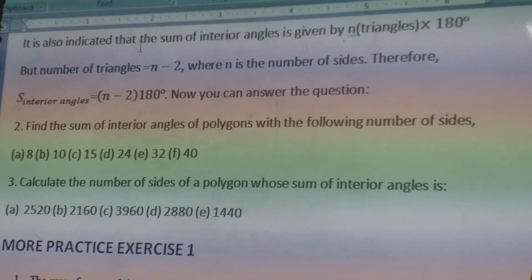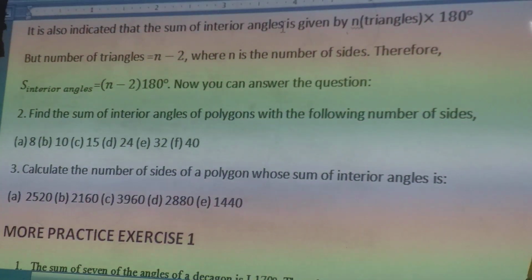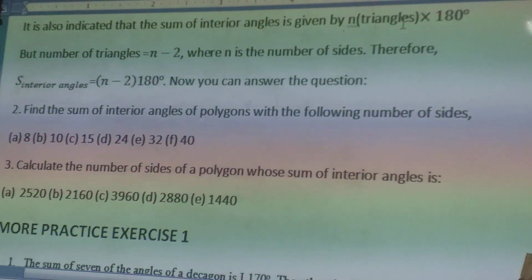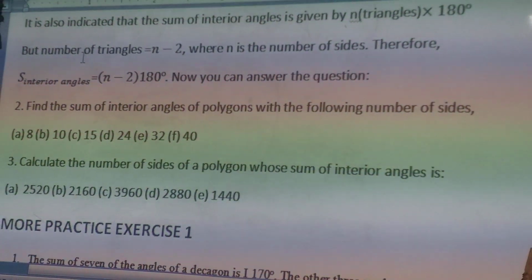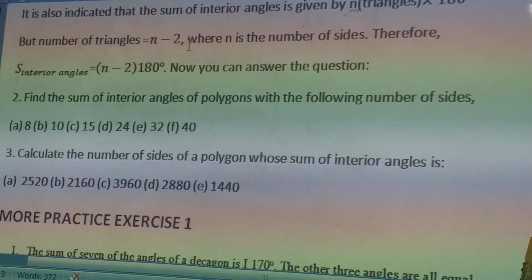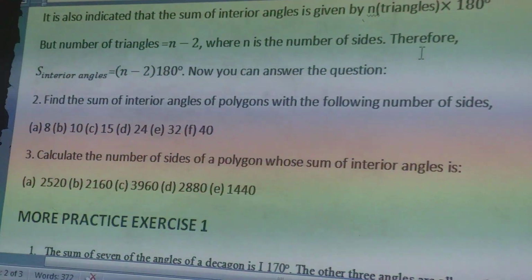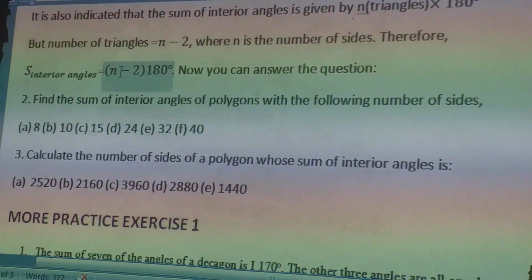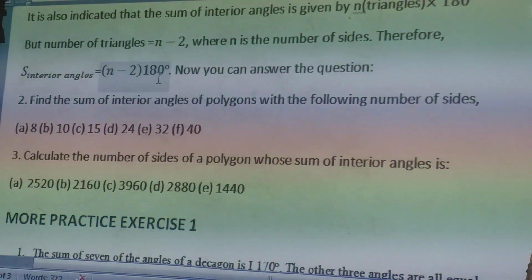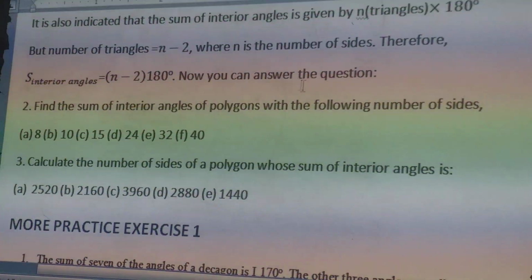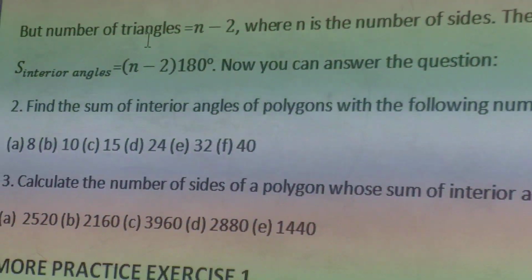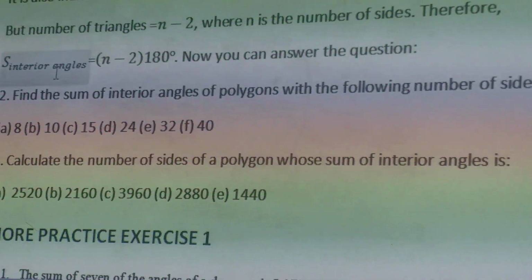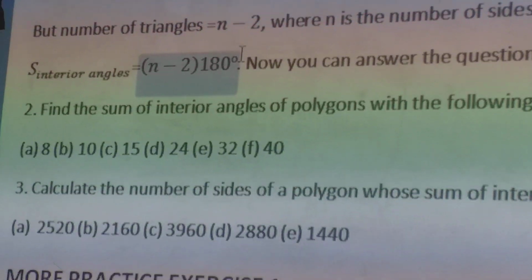I said it is indicated that the sum of interior angles is given by number of triangles times 180, but number of triangles is equal to n minus 2, where n is the number of sides. Therefore, sum of interior angles is equal to (n minus 2) times 180. Now you can answer the questions from the knowledge that sum of interior angles is equal to (n minus 2) times 180.